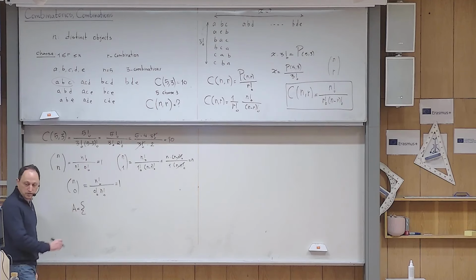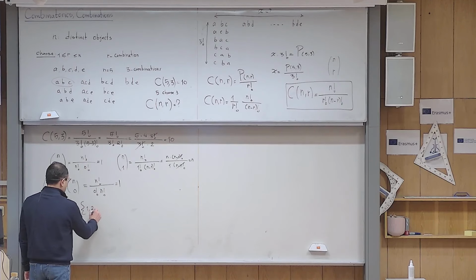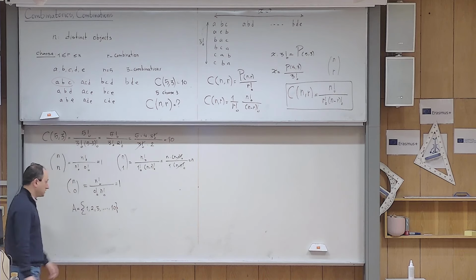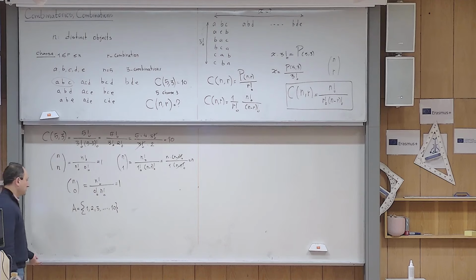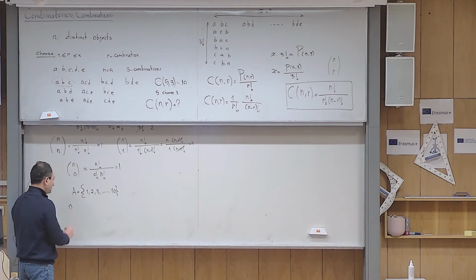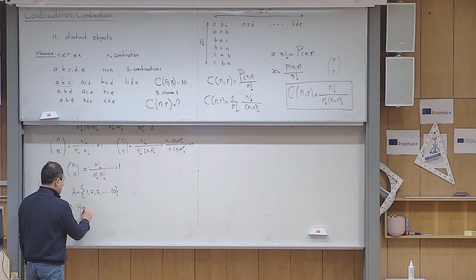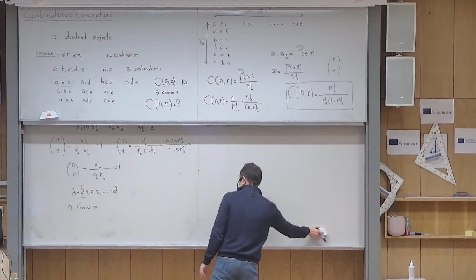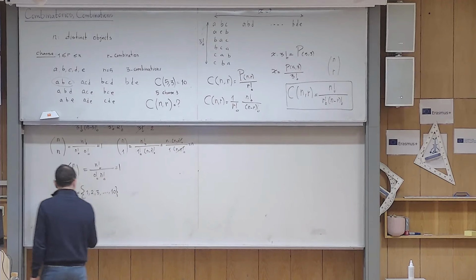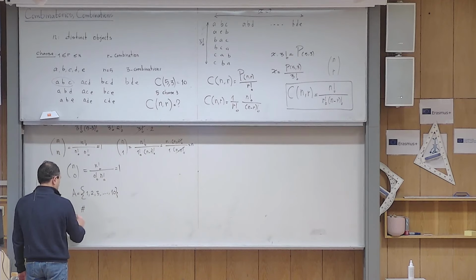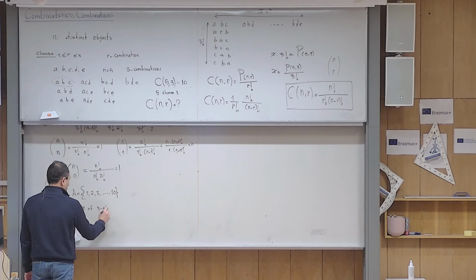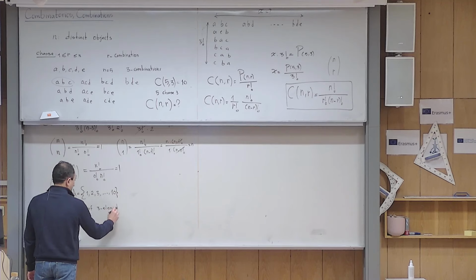A set consisting of 1, 2, 3, up to 10. This is the set. I ask you some questions. Number one: how many 3-element subsets? Let me write it in short: the number of 3-element subsets.